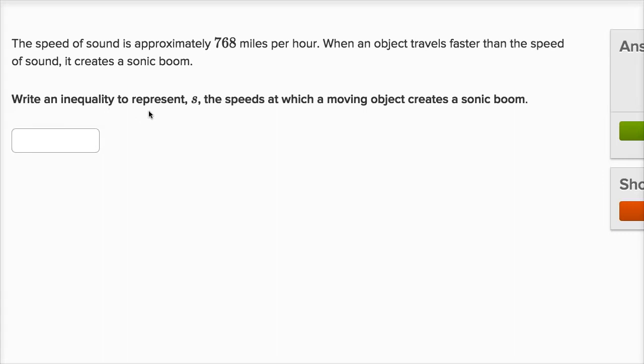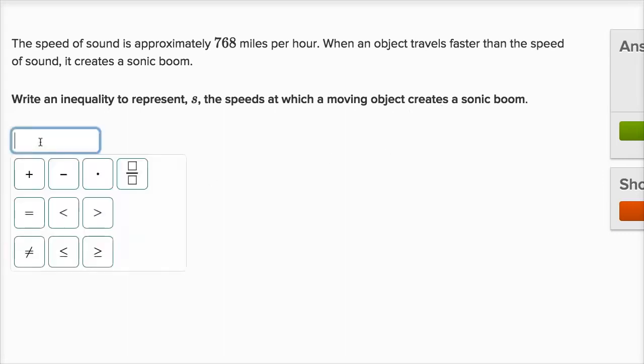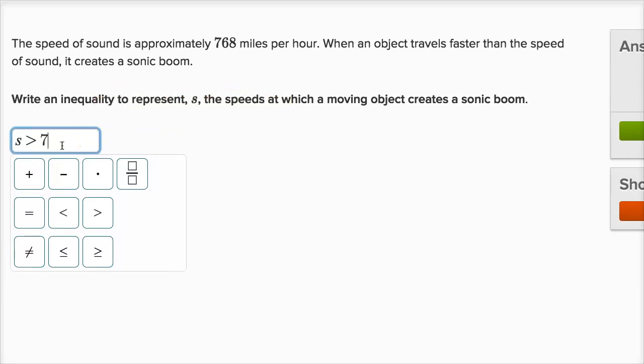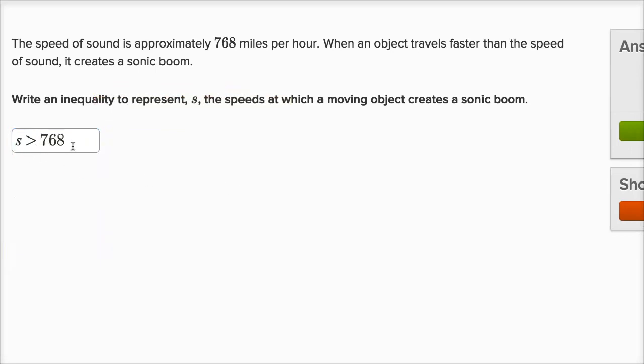Write an inequality to represent S, the speeds at which a moving object creates a sonic boom. So let's write an inequality. Let's do what they told us to. S has to be, they say, when an object travels faster than the speed of sound. So our speed has to be greater than the speed of sound, which is 768 miles per hour. So S has to be greater than 768.